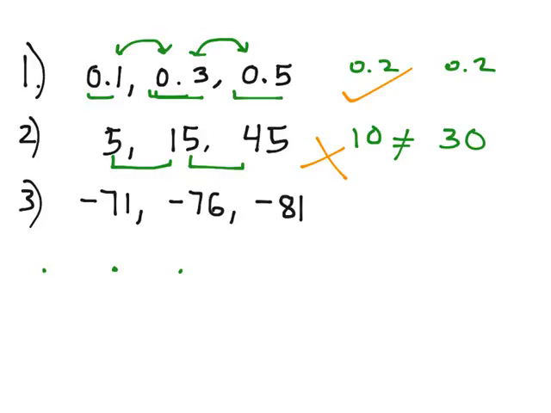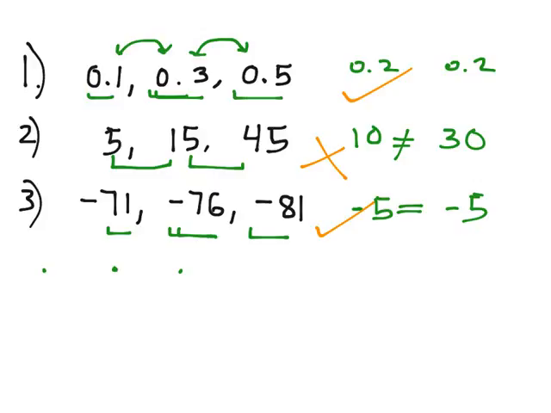Now, let's look at the third one. Negative 71 to negative 76, that's minus 5, our difference. And negative 76 to negative 81, that's minus 5 again. Remember, the common difference can be negative. It just has to be constant. So minus 5 equals minus 5, so we have an arithmetic sequence there.